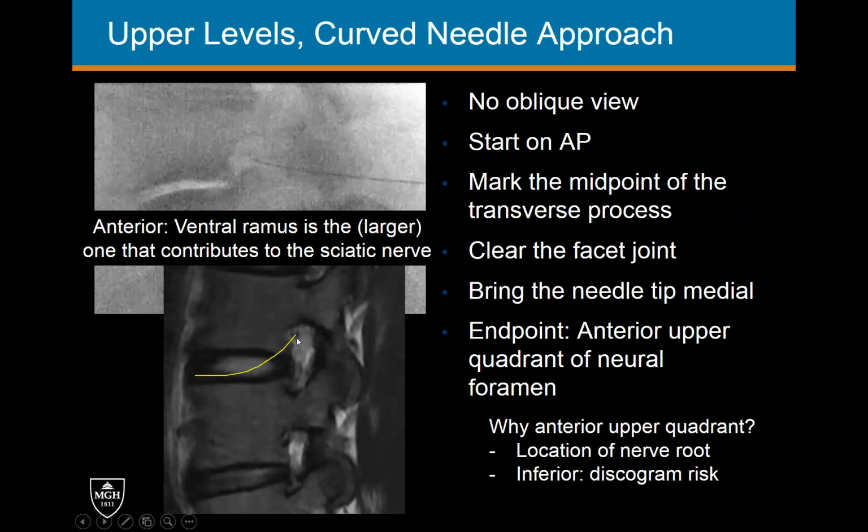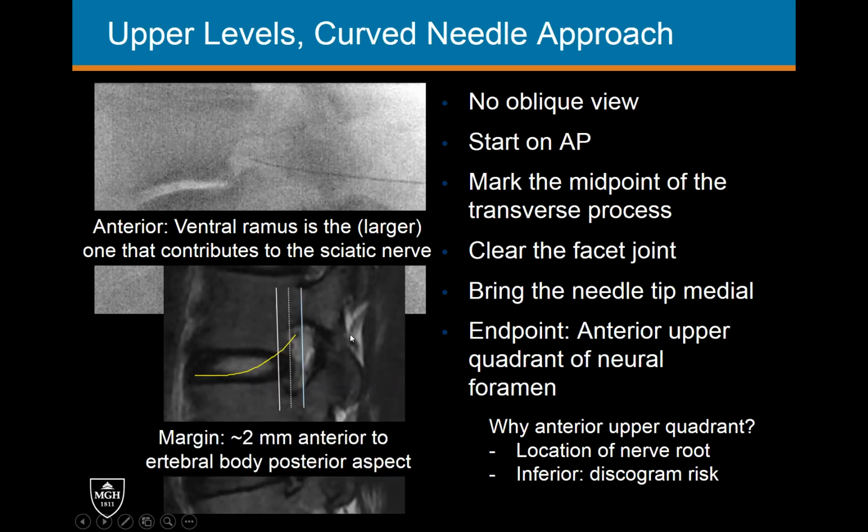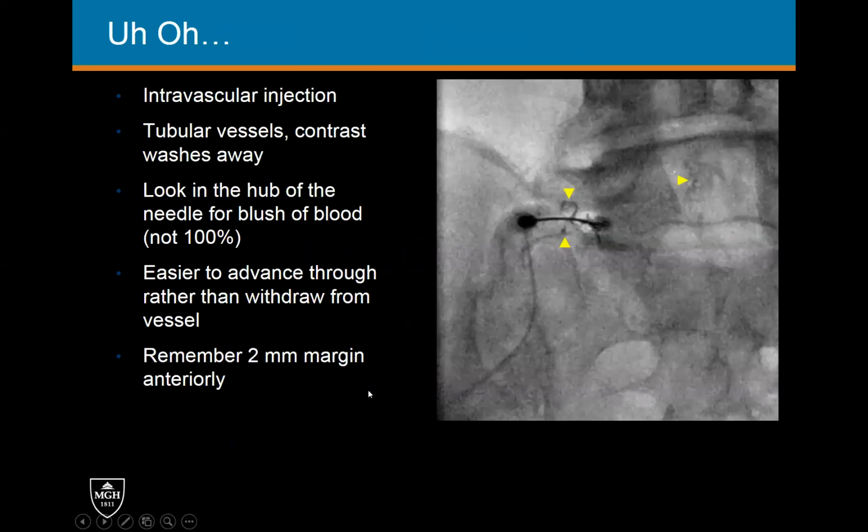So since it comes anteriorly, if you target that area and you end up a little bit further anterior, then it will be okay. And we'll talk about why that might occur. But anyway, just remember that you have a little bit of safety margin or extra space to go anterior in this situation. Here's your margin, about 2 millimeters anterior to the vertebral body posterior aspect.